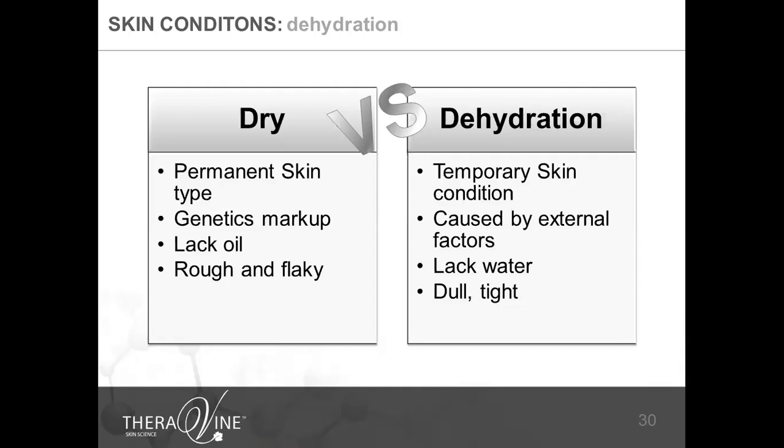And a dehydrated skin can literally be any skin. Any skin can be dehydrated.